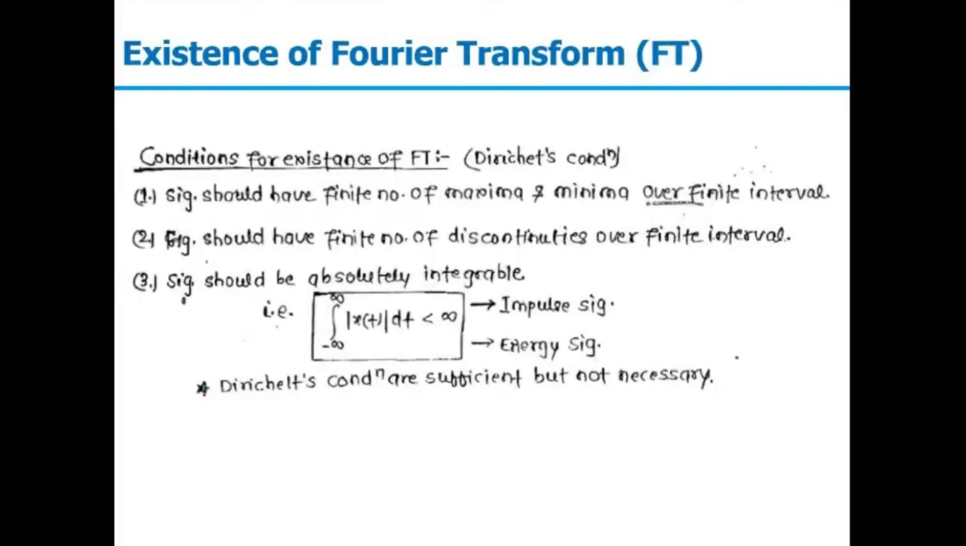Talking about the existence of the Fourier transform, just like the existence of the Fourier series, again we will be using the Dirichlet conditions, which say that signals should have a finite number of maxima and minima over a finite time interval, should have a finite number of discontinuities over a finite interval, and should be absolutely integrable. And these conditions are, as usual, sufficient but not necessary.